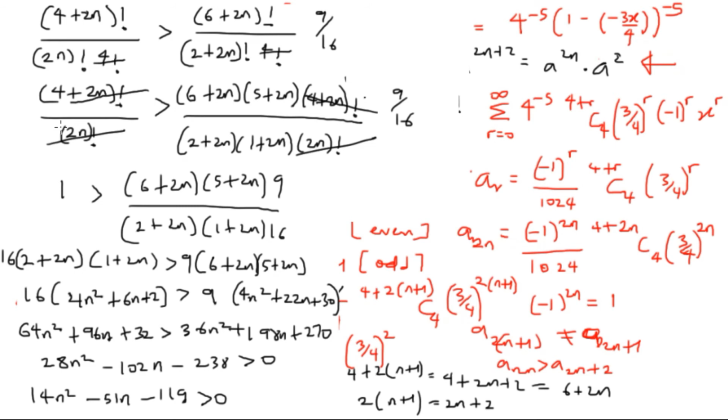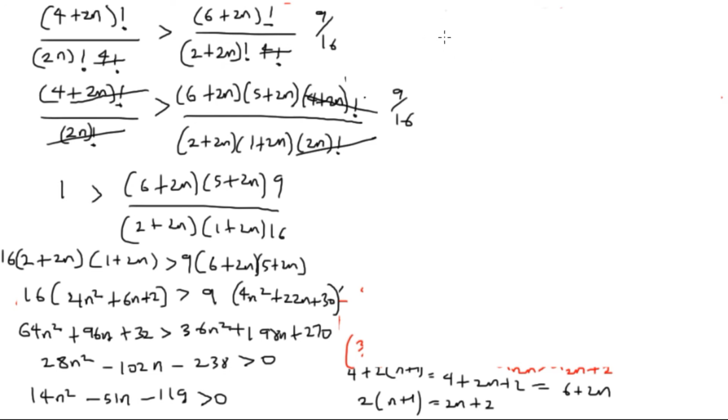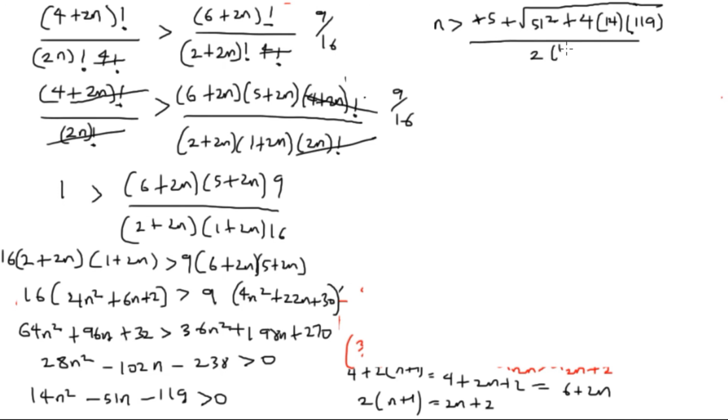Okay, now by solving that particular quadratic, I should have something of this nature: n is greater than plus 5. I'm supposed to have plus or minus 5, but we don't need the negative aspect because n cannot be negative. We only want the positive. So I'm supposed to have 51 squared, that's b squared, plus 4ac. Then a is 14, then c is 119. So I'm using the quadratic formula upon 2a, and of course the a is 14.